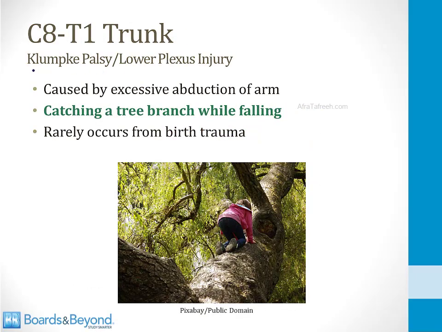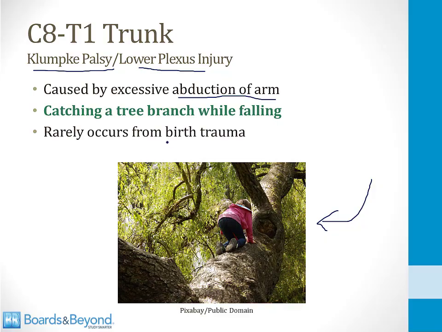This is also called a Klumpke palsy or a lower plexus injury. This type of brachial plexus lesion is usually caused by excessive abduction of the arm. The classic way for this to happen is for someone to fall from a tree branch, like this girl shown on the screen, and then try to catch another tree branch to prevent themselves from falling. The arm is then yanked outwards and upwards. That's abduction, and that can cause a C8 to T1 trunk injury.